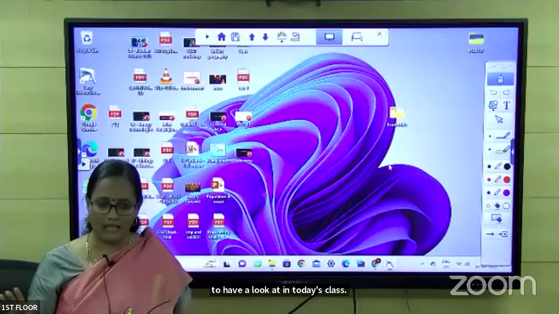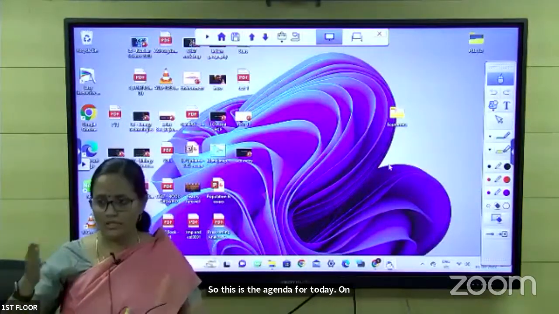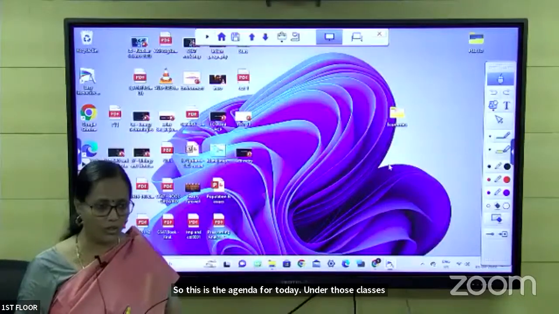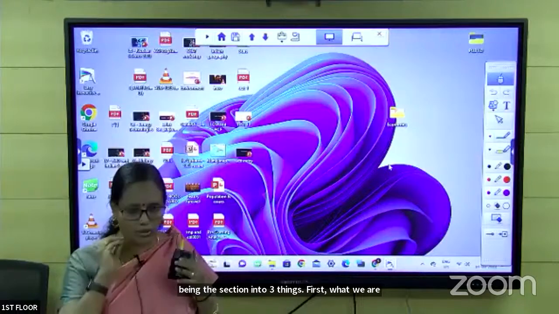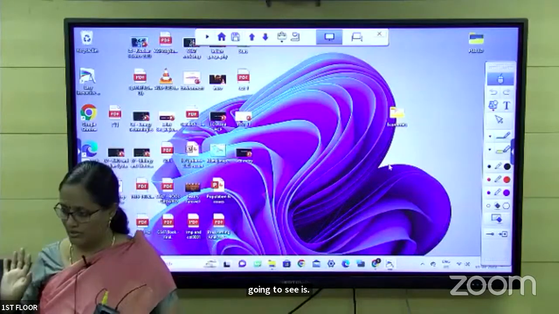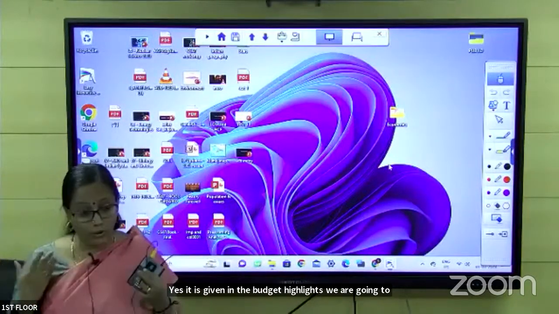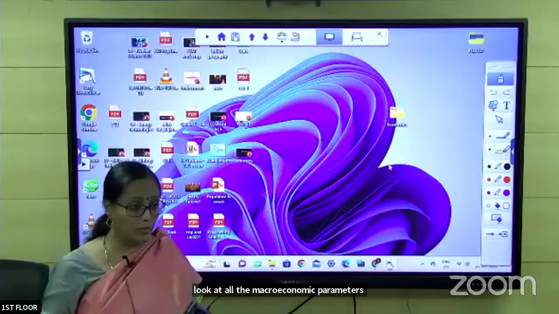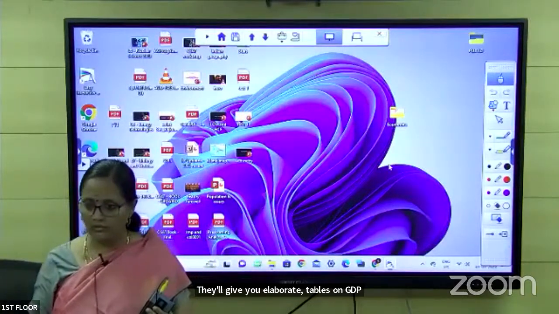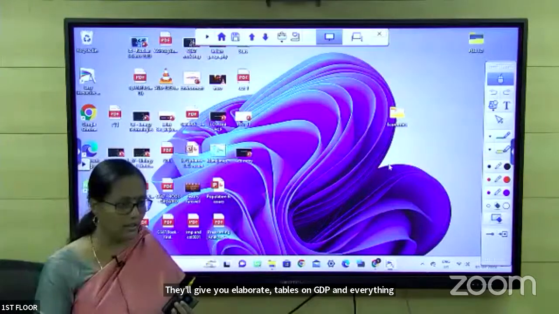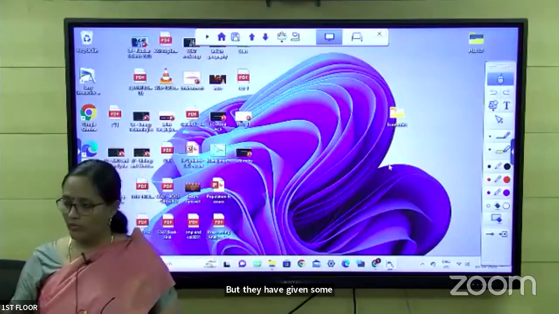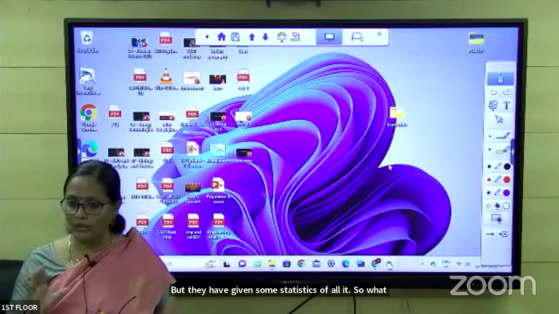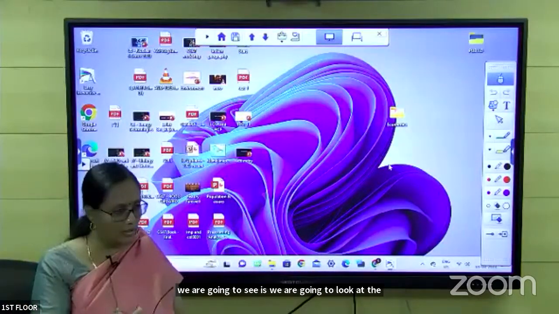And this class is being sectioned into 3 parts. First, as given in the budget highlights, we are going to look at all the macroeconomic parameters. They'll give you elaborate tables on GDP and everything, which is not available in the current budget, but they have given some statistics about it. So what we are going to do is look at the budget highlights as the first part.